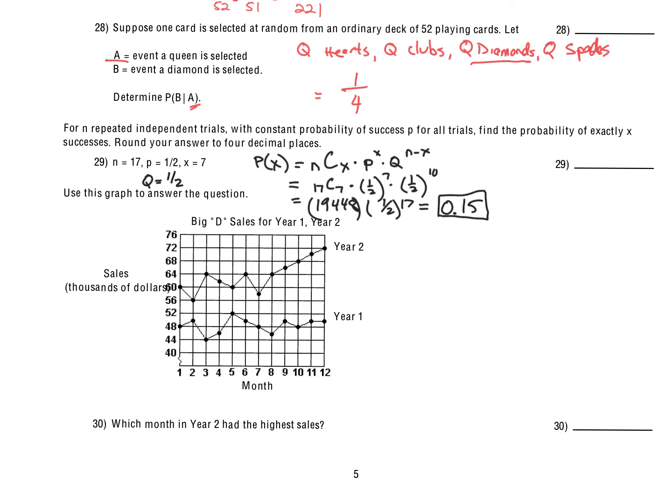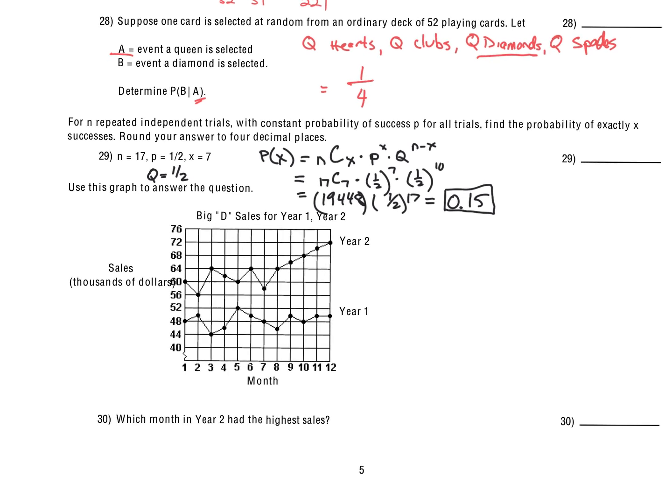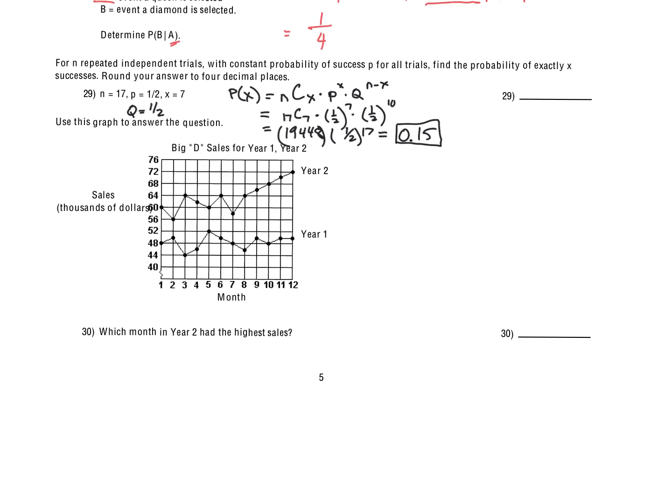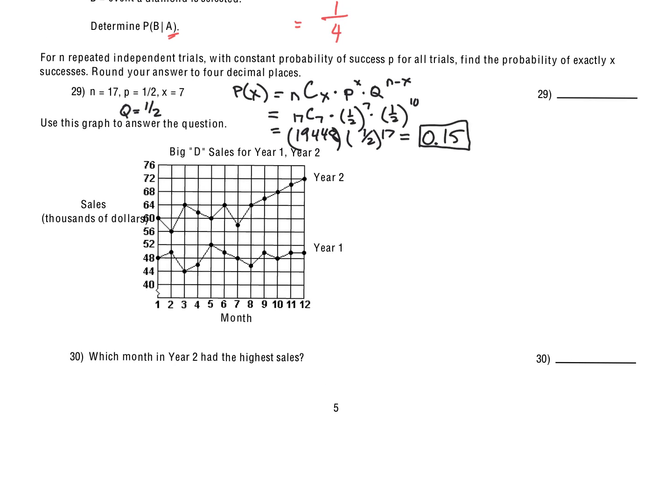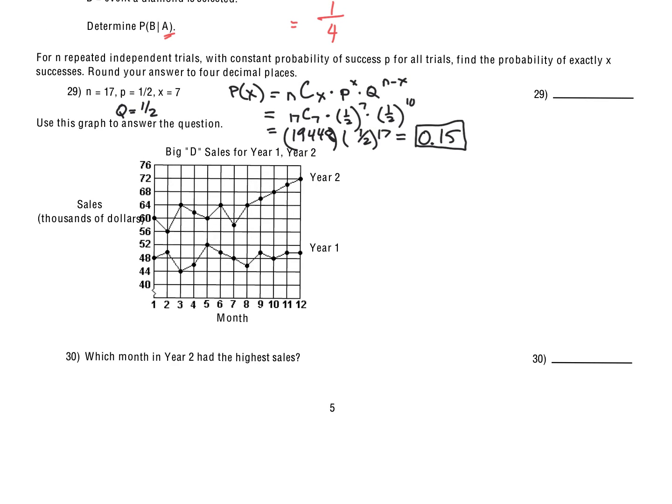Okay, moving on to statistics. Next problem. Use the graph to answer the question. Which month in year 2 had the highest sales? So the highest sales in thousands of dollars in year 2, the highest would be month 12.